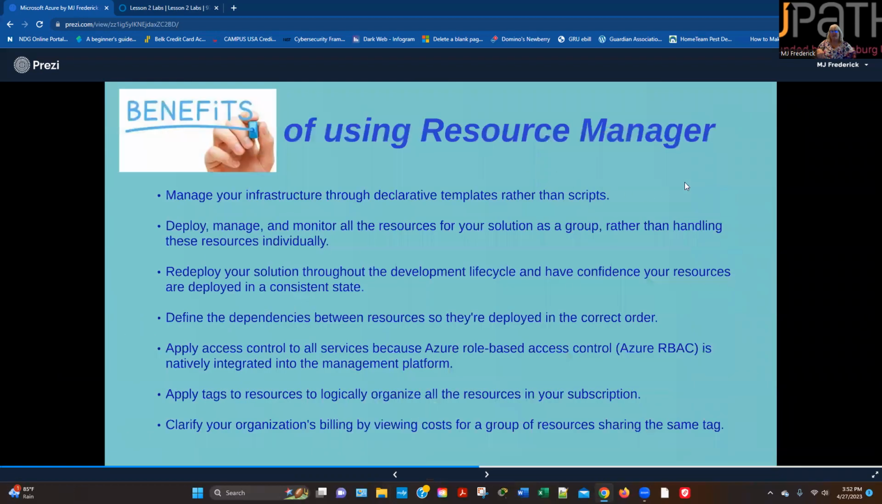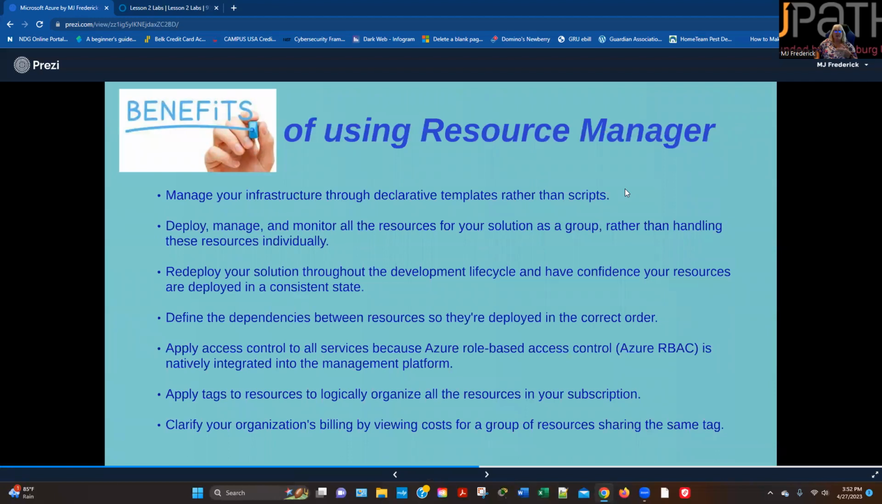The benefits of using a resource manager. Well, you can manage your infrastructure through what's known as declarative templates rather than having to write scripts. PowerShell, you're using a lot of scripting. You need to understand scripting, but this helps to save time. Same thing with command line interface. You're writing in directives. Deployment, management, monitoring your resources is easier as well.